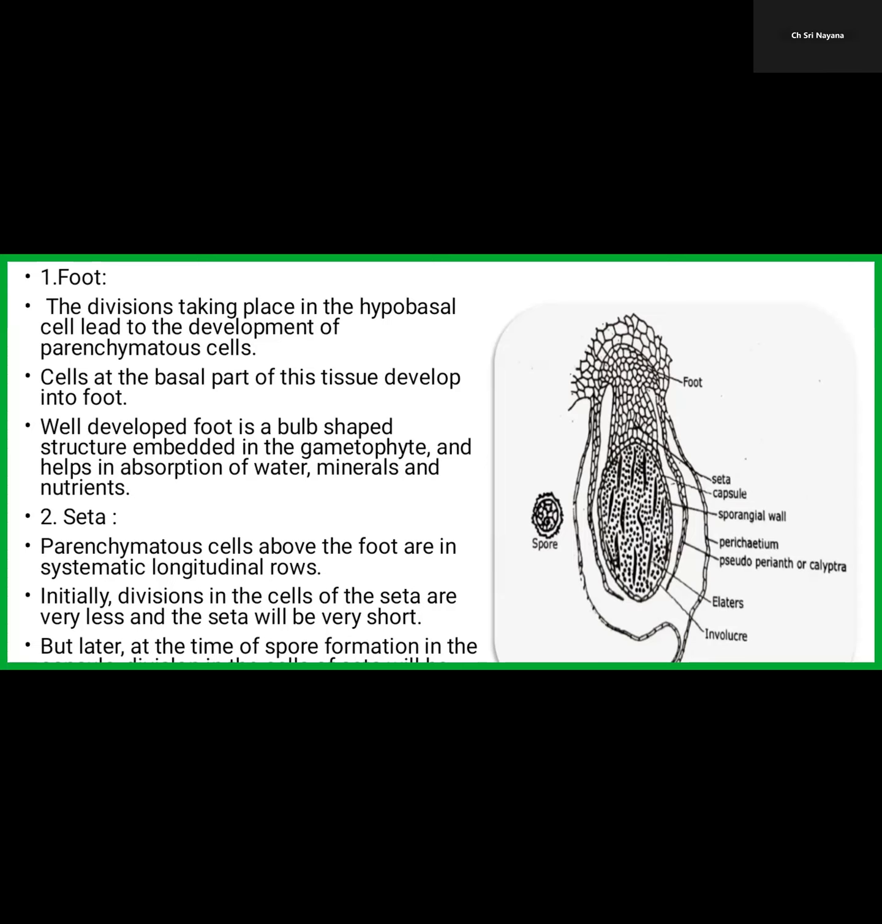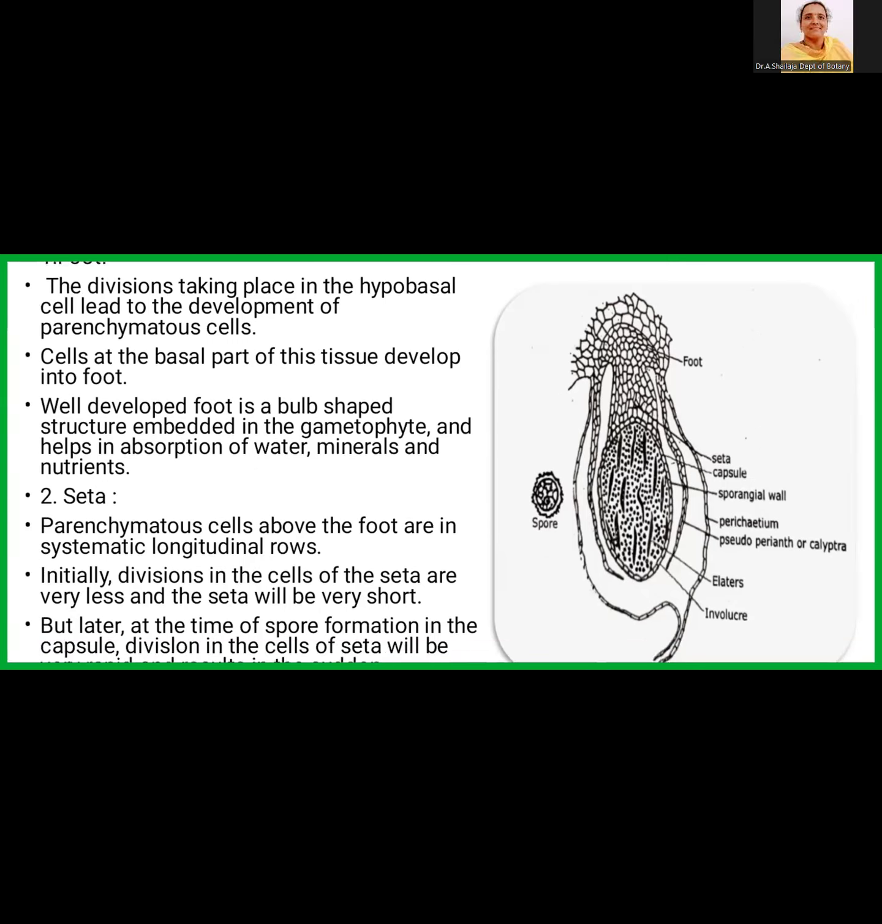So the foot is a bulb-shaped structure. It is embedded in the gametophyte and helps in absorption of water, minerals, and nutrients. So that is the foot, the first part in the sporophyte structure.